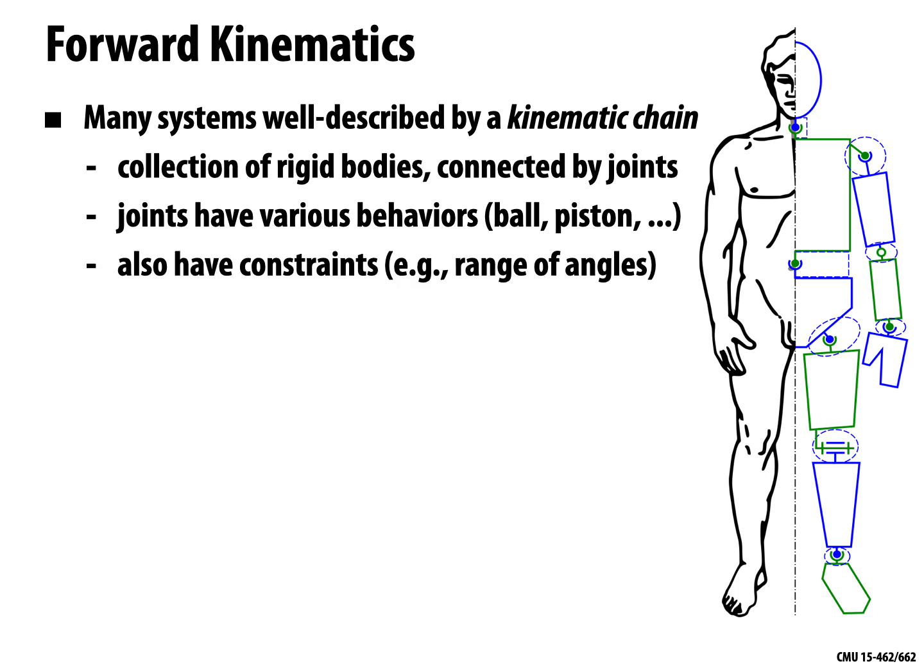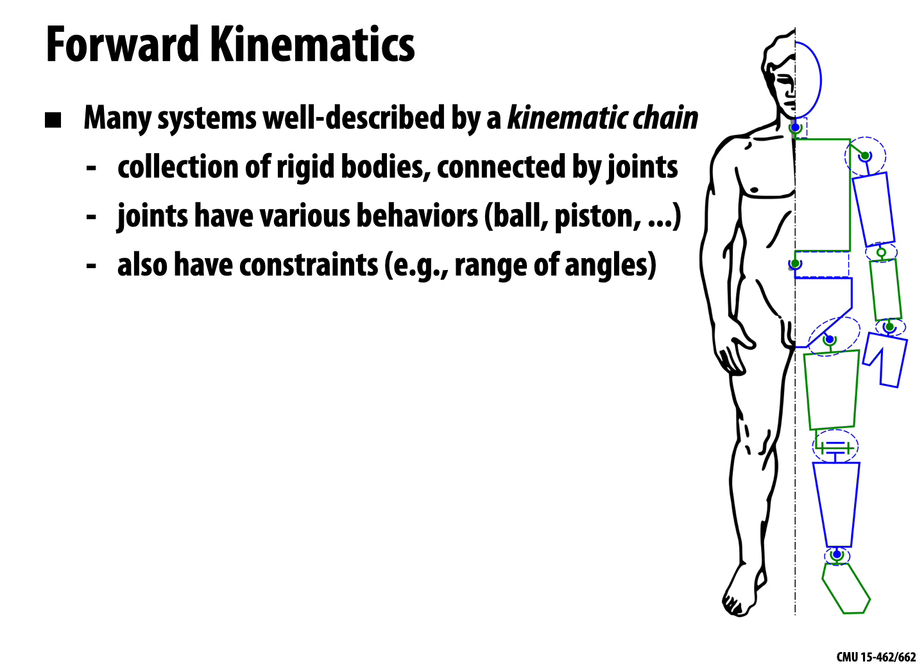I might also have constraints. There might be a range of angles that are allowable for a given joint. I can't twist my arm around by 360 degrees. There's a minimum and maximum angle that's allowed. Okay? So you start to see this idea of an optimization problem creep in. We have these variables, they have constraints on them, and we want to minimize some objectives subject to these constraints.